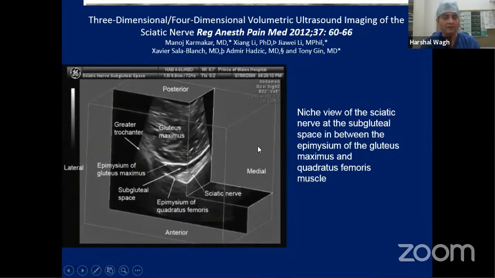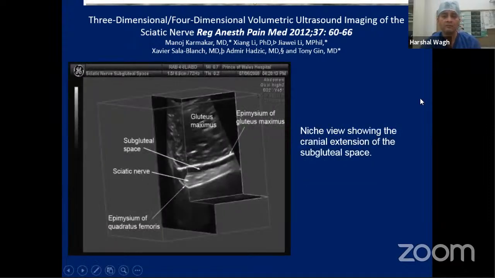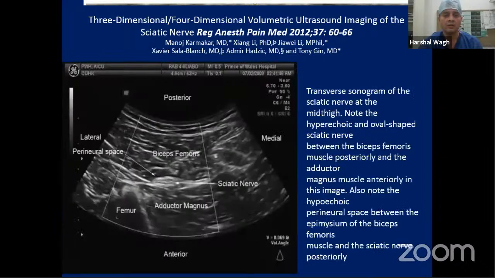This is another scan, called a niche view, where the three planes of the scan are visible. Again, they talk about this subgluteal space, which lies between the epimysium of both the muscles and contains the sciatic nerve. This is what they describe as a cranial extension of the subgluteal space as well.